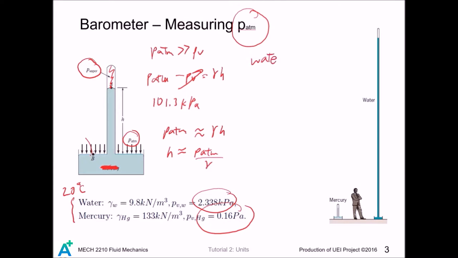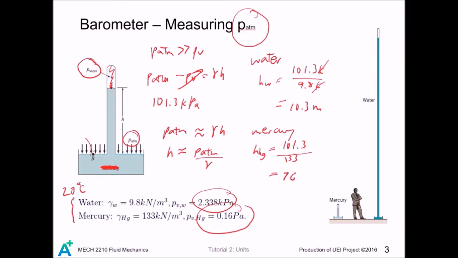If we are using water, then the column height is 10.3 meters. And for mercury, that is 76 centimeters. So it makes much more sense to use a mercury barometer instead of a water barometer as shown in the figure.